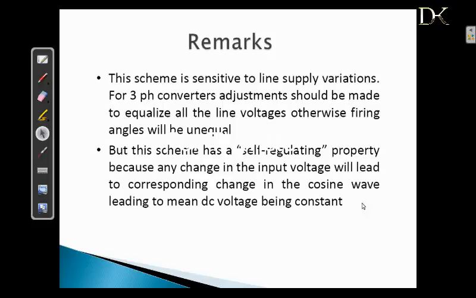Some remarks. This scheme is sensitive to the line supply variation. For a three-phase converter, adjustment should be made to equalize all the line voltages. Otherwise, firing angles will be unequal. But the advantage of this scheme is that it has a self-regulating property, because any change in the input voltage will lead to a corresponding change in the cosine wave, leading to the mean DC voltage being constant.